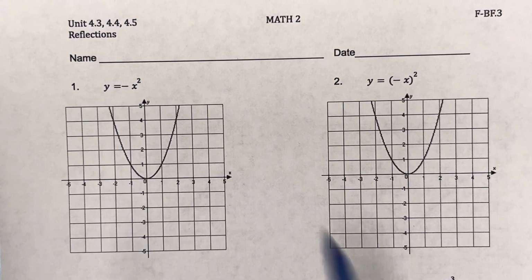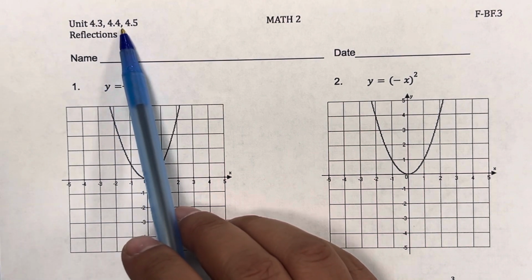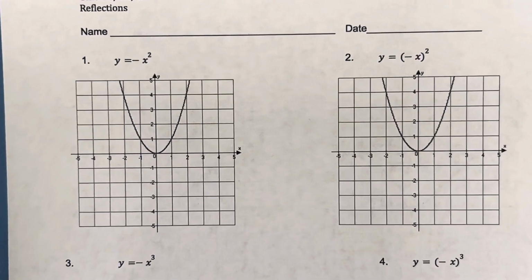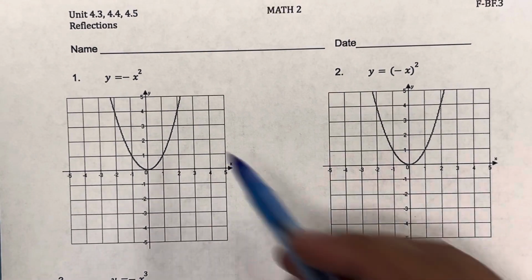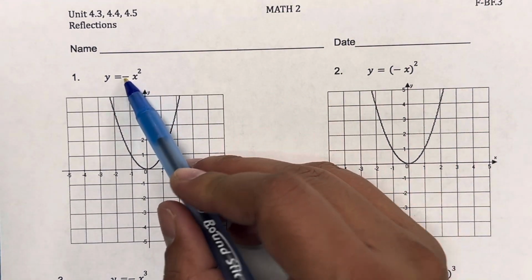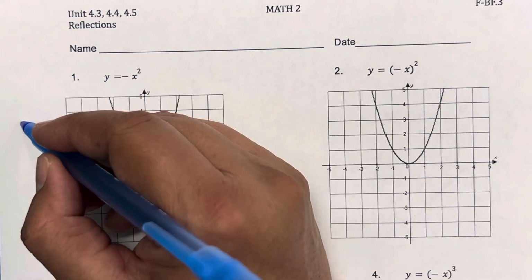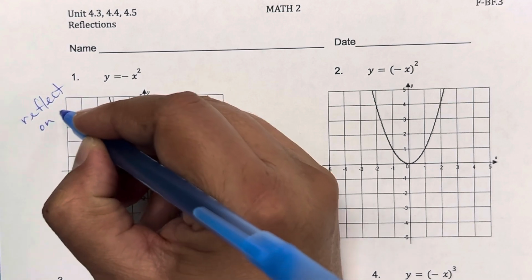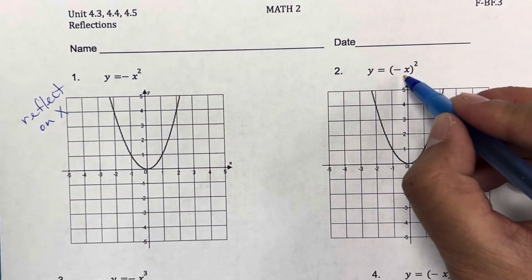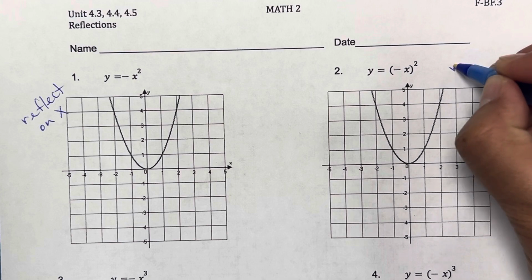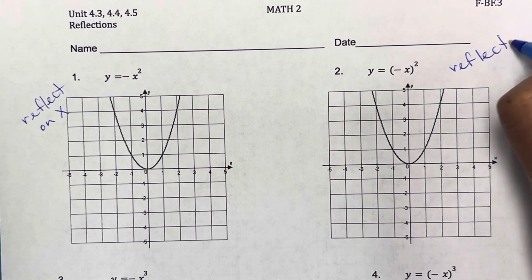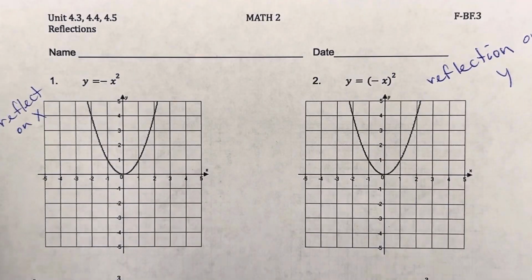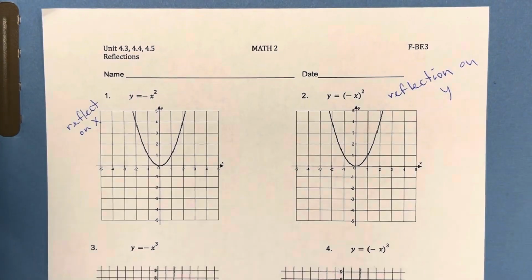Hello, in here we're going to review 4.3, 4.4, 4.5, but we're going to mainly do reflections. So mainly 4.5. And so reflection outside, that means that you're going to reflect on X. Reflections inside, it's a reflection on Y. Okay, so those two things we need to have in mind.